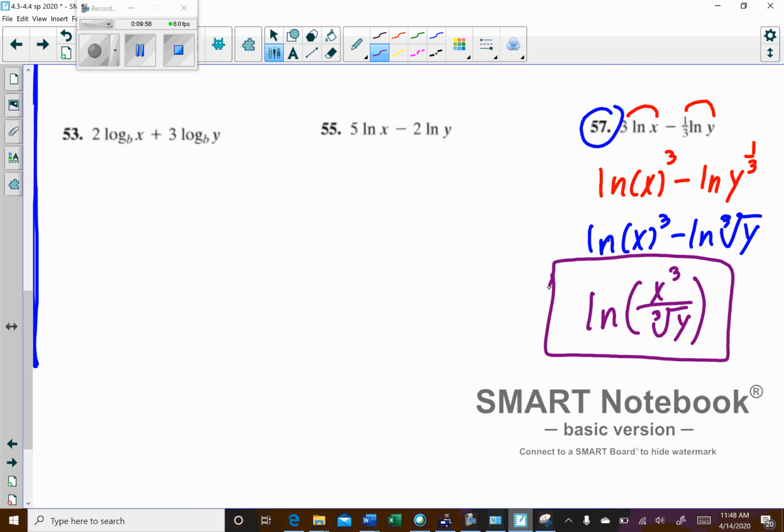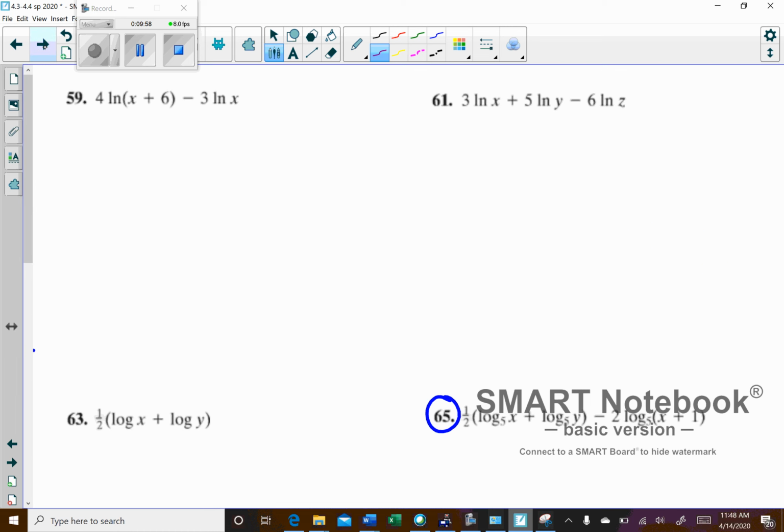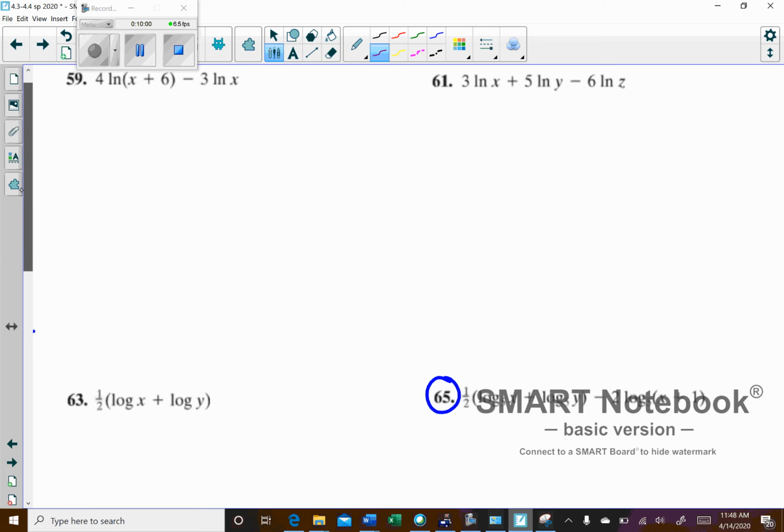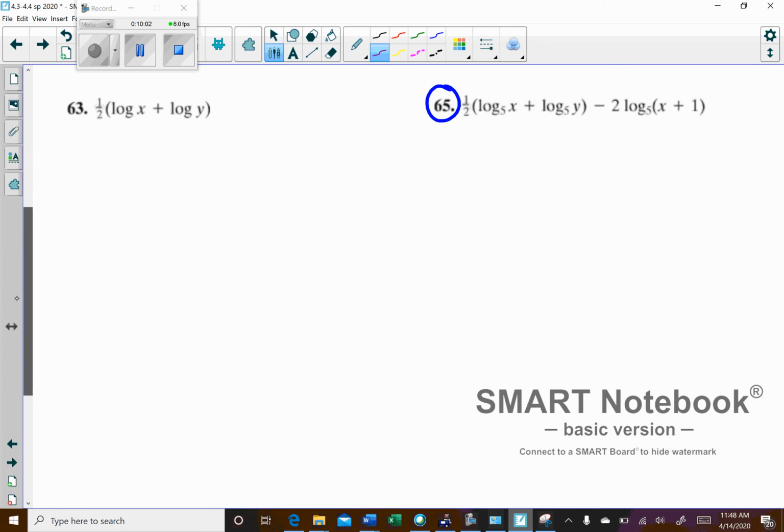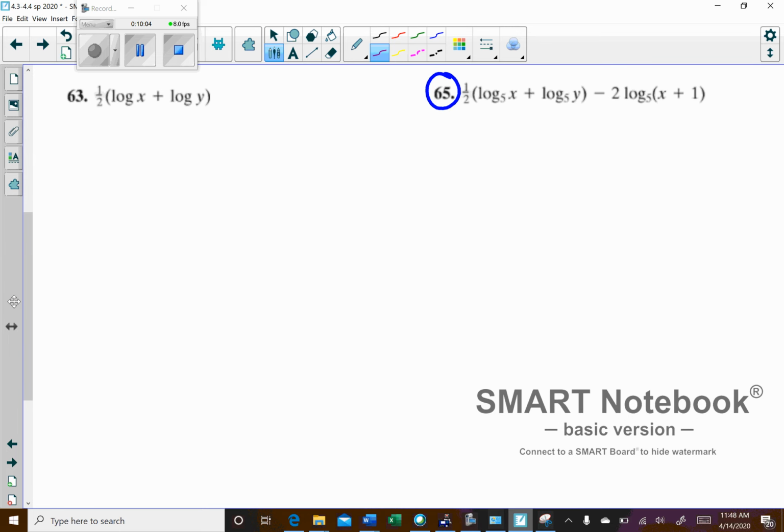Okay, to my last page, let's see what I have marked here. Okay, I think I only have one for us to look at, 65. Okay, so it looks pretty challenging, but it's not that bad. You just got to break it into smaller pieces. So the first thing I would do is PEMDAS. Let's take care of order of operations.